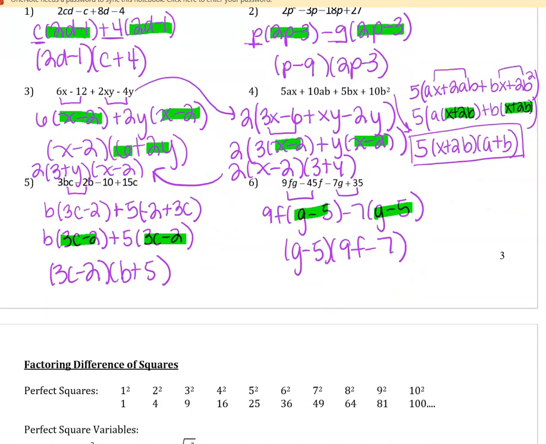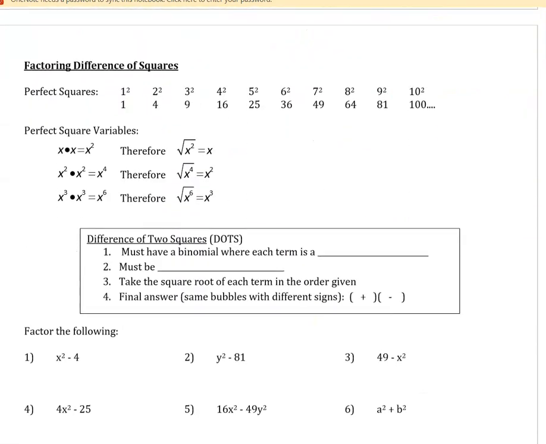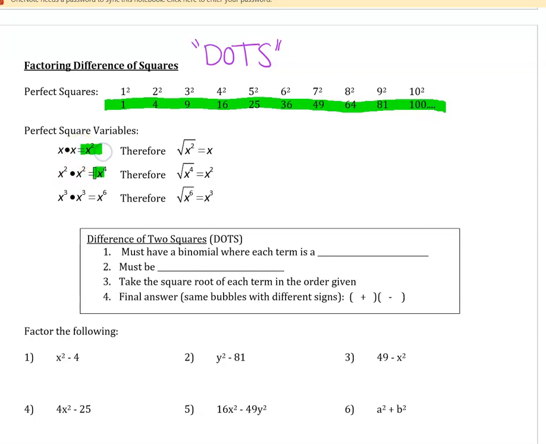All right, moving on to the next page. We're going to review DOTS, or difference of two squares. Keep in mind, these are your perfect squares. I'll highlight them in green. These are your perfect squares when it comes to variables. So pretty much anything with an even exponent is a perfect square because you can take the square root of it nicely. So when we figure out how to factor DOTS, you must have a binomial where each term is a perfect square.